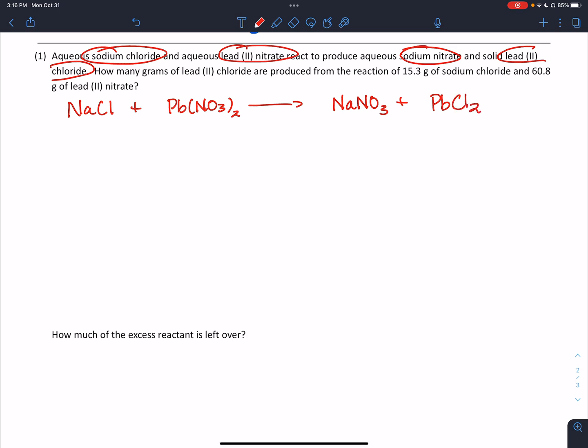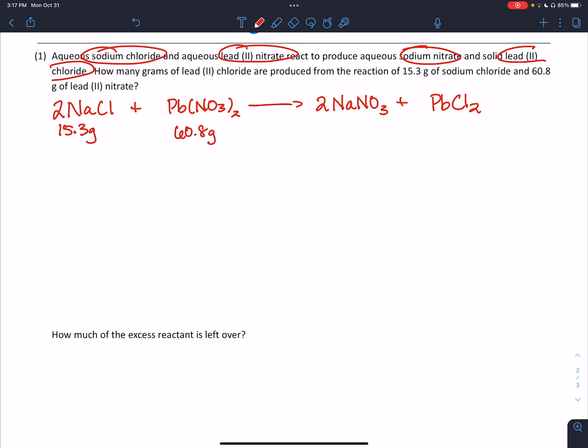All right, for balancing purposes, we've got 2 nitrates on the reactant side, but only 1 over on the product side. So I'm going to put a 2 in for my NaNO3. We have 2 chlorines on the product side, but only 1 on the reactant side. So I'm going to put a 2 in front of NaCl. And then we have 2 sodiums, 1 lead, 1 lead. So we're all good.